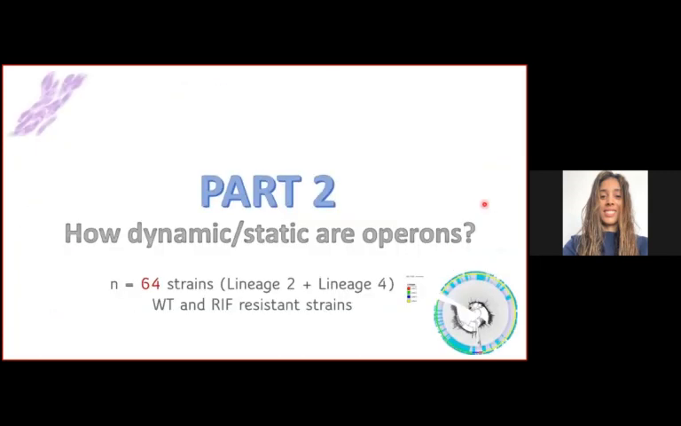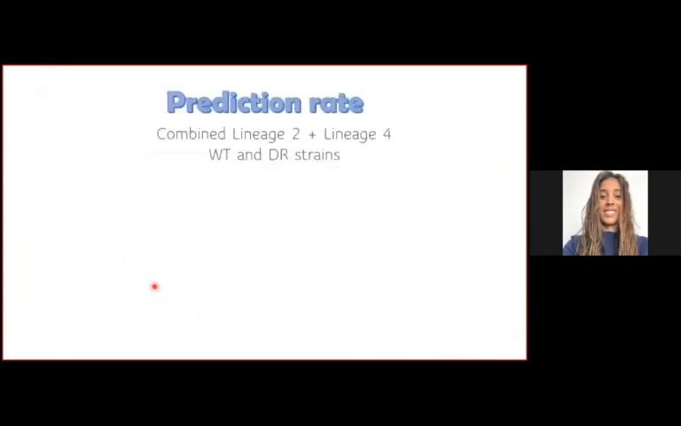Then for the second part, we combined all of our strains from lineage 2 and 4, which included wild type and rifampicin resistant strains. It ended up being about 64 strains, and we wanted to see: are there operons that are always static, and how are operons changing or being modified under different lineages and conditions?